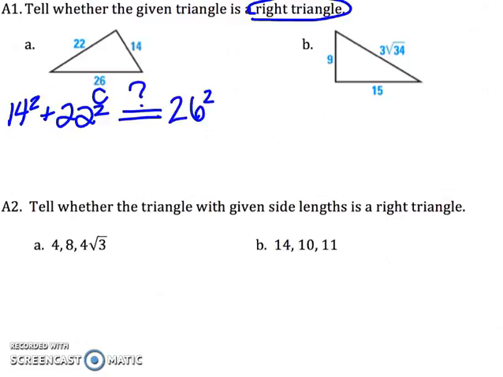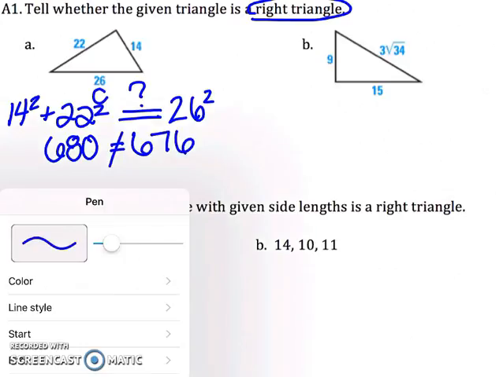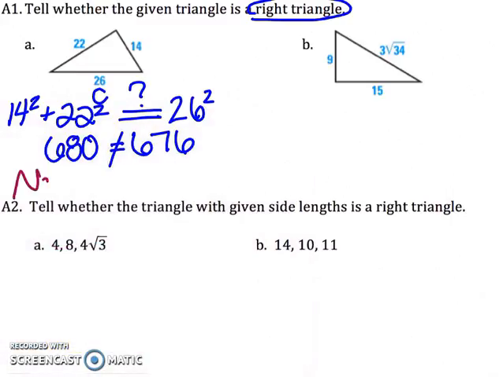Now if I do my math, 14 squared plus 22 squared, that's 680. 26 squared, that's 676. So these are not equal. Well, since they're not equal, that means then that this is not a right triangle.